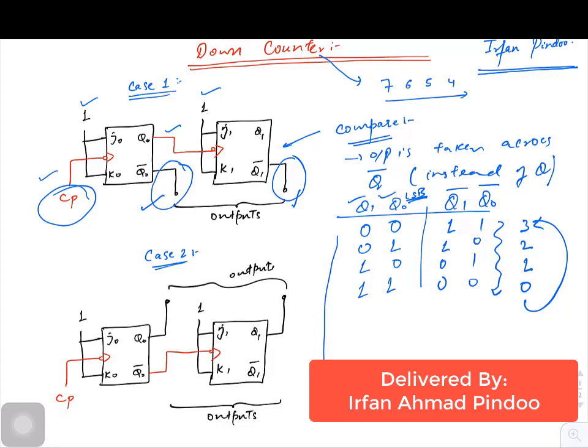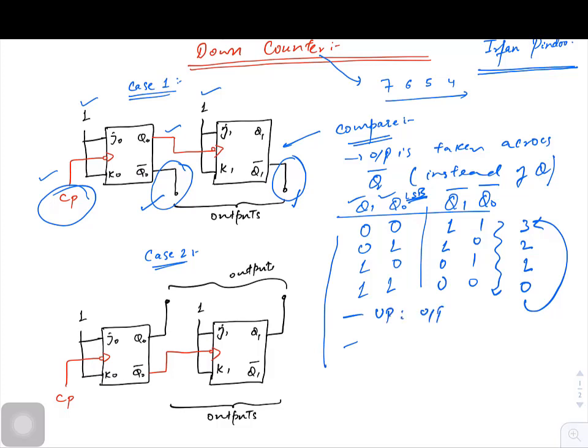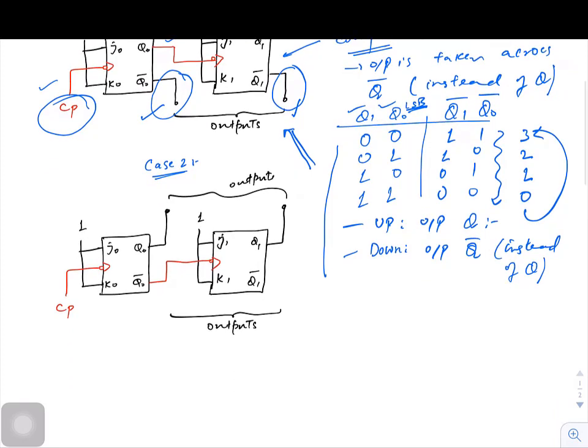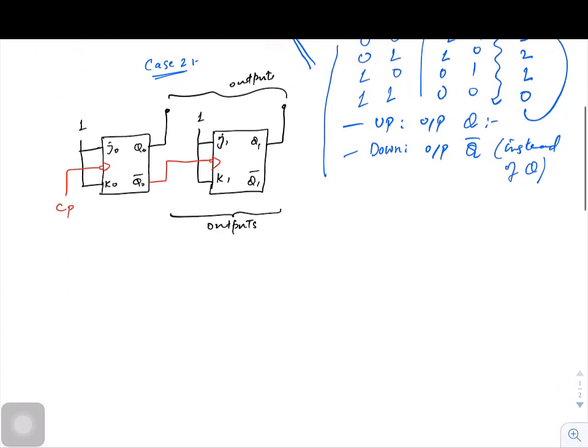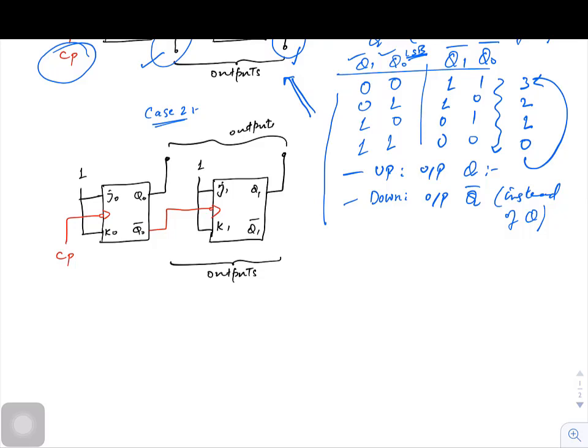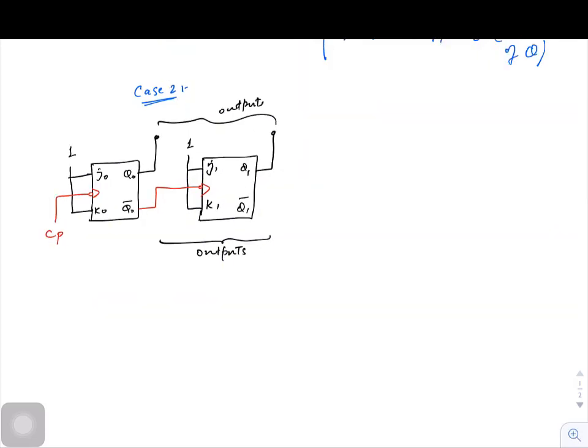Here, what is the difference between up and down? In up counter you are taking output from Q, and if you want to convert the same counter into down counter, simply take output from Q bar instead of Q. So that is what is given in case number 1. But there is one more way by which we can create a down counter, and that is given in our case number 2. Output is again taken from Q only.